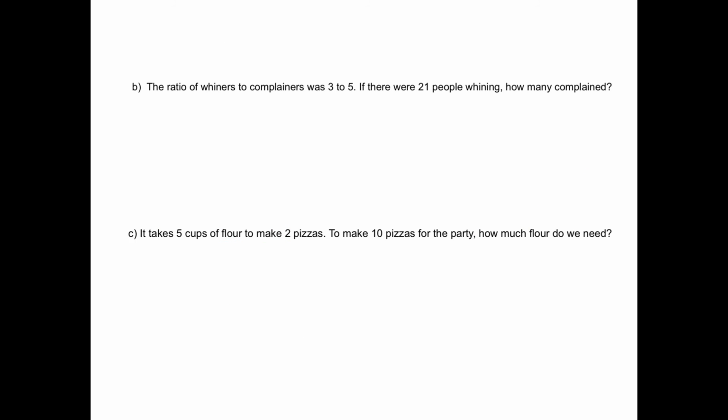Continuing with some word problem examples, the ratio of whiners to complainers. So whiners to complainers was 3 to 5. So putting it just in order, whiners and complainers. And that's just how I'm going to define my variable here at this problem. I'm just going to write W and C above the words. It says 3 to 5. If I keep reading, it says there were 21 people whining. So that means I'm going to take out the W and put in 21, keeping the C there for complainers, and then I will cross multiply and solve.